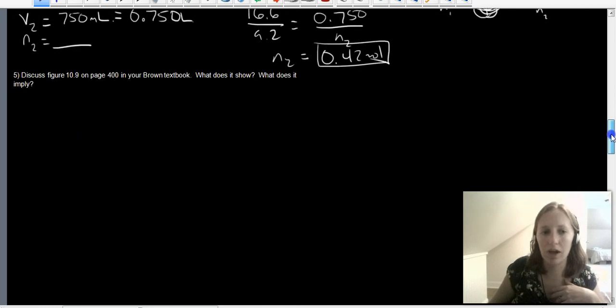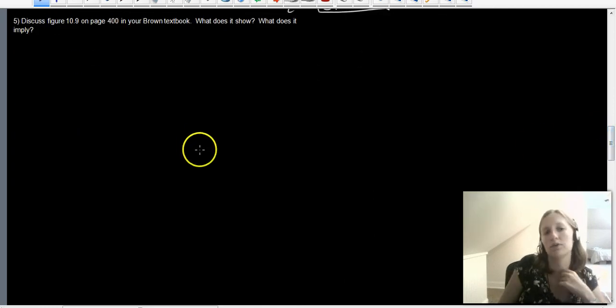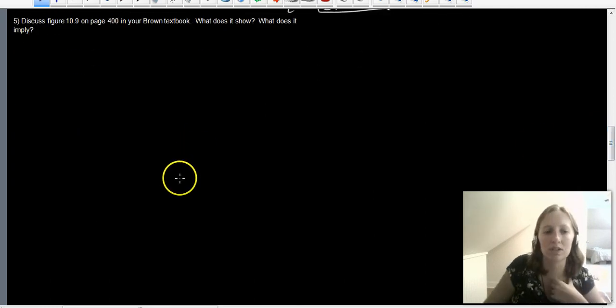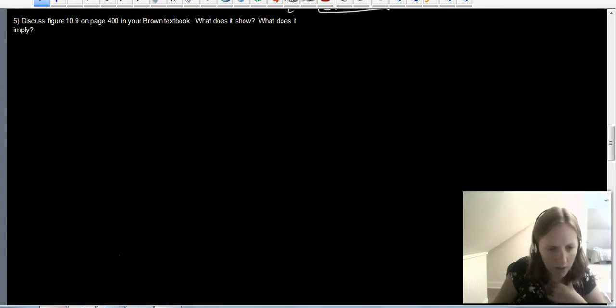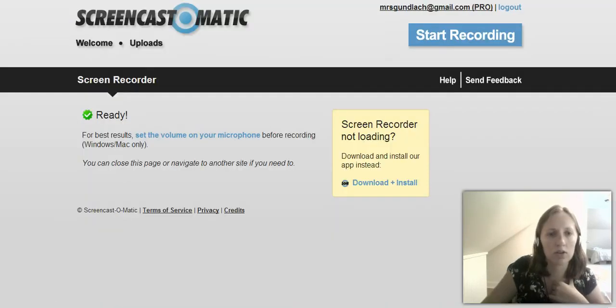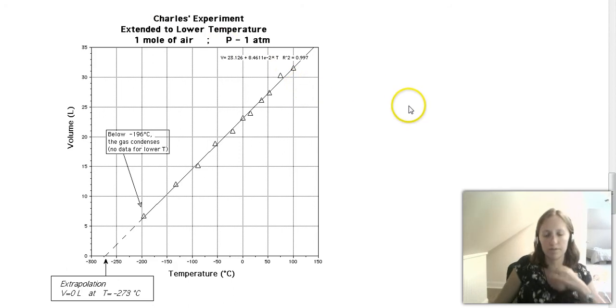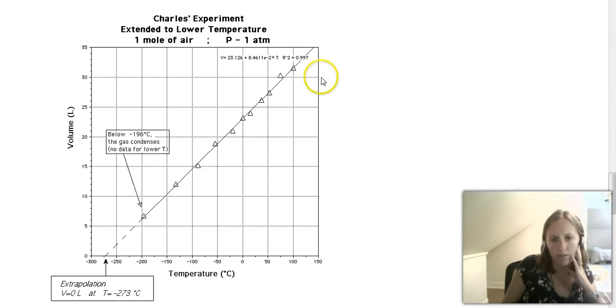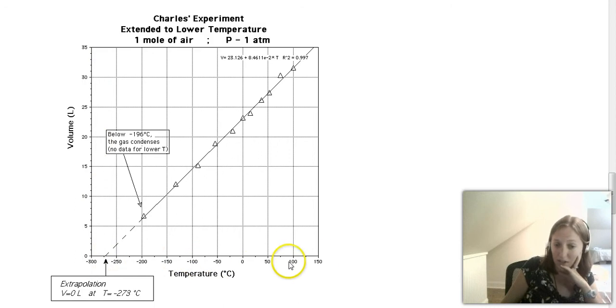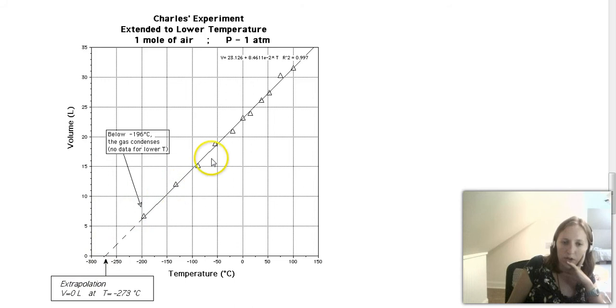And question 5 says, discuss figure 10.9 on page 400 in your Brown textbook. What does it show? What does it imply? I have found basically the same graph here on the internets. And what this is showing is we've got your x-axis, which is temperature in Celsius, and your y-axis, which is volume in liters. And you've got your data points, which are all these triangles that someone has put in.